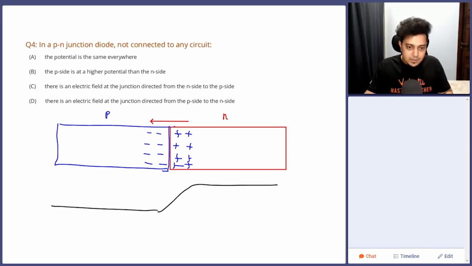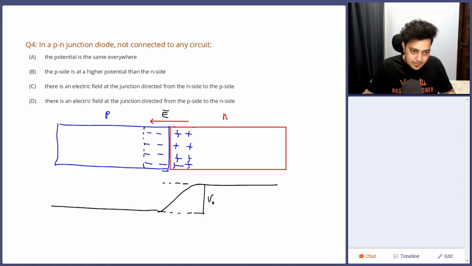You have to remember that potential always decreases in the direction of electric field. So if you travel in the direction of electric field, potential will drop. And this difference in the potential is called the barrier potential. This region is called the depletion region.